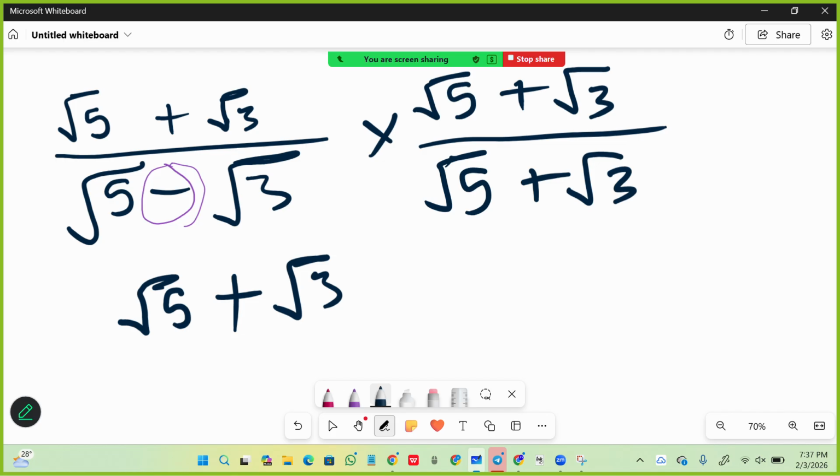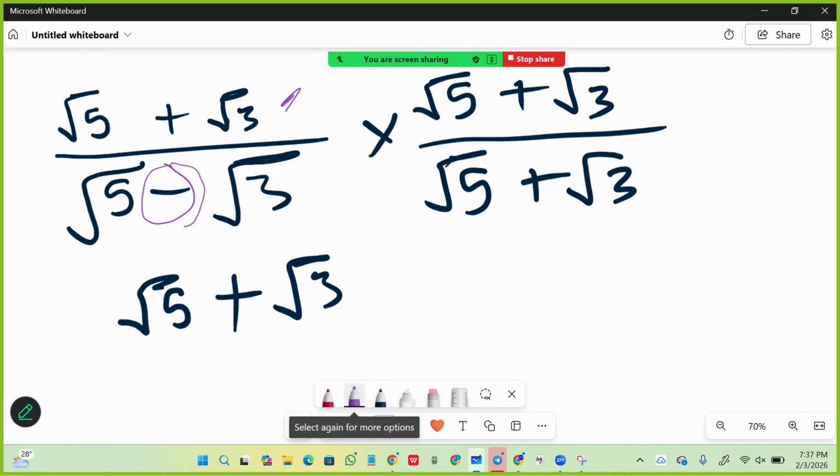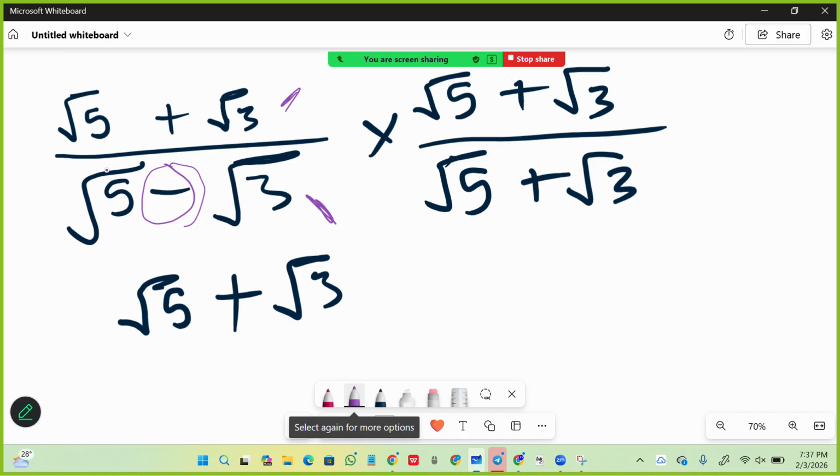Do you understand what I'm doing? What we use to multiply this numerator and denominator, this one here is the numerator, this one here is the denominator, is the conjugate. Conjugate means changing this sign, just this minus.